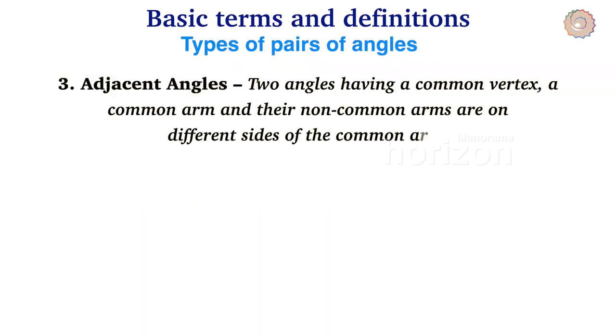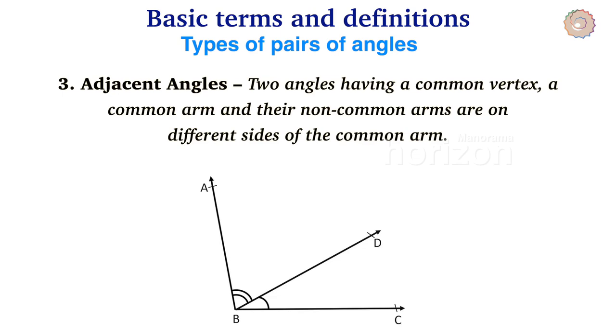Two angles are adjacent if they have a common vertex, a common arm, and their non-common arms are on different sides of the common arm. Here angle ABD and angle DBC are adjacent angles. Ray BD is their common arm and the point B is their common vertex. Ray BA and ray BC are non-common arms. Moreover, when two angles are adjacent, then their sum is always equal to the angle formed by the two non-common arms. So we can write angle ABC equals angle ABD plus angle DBC.